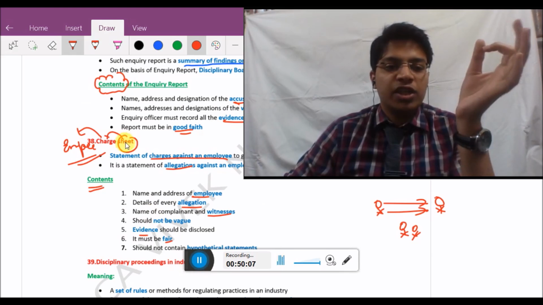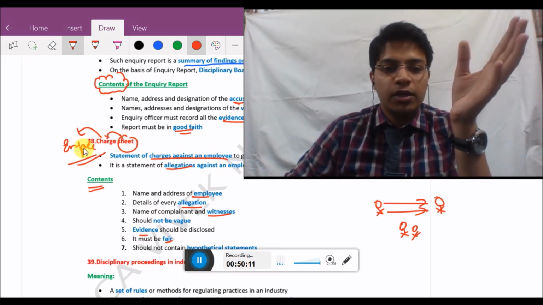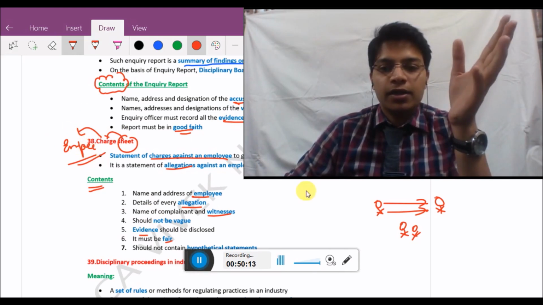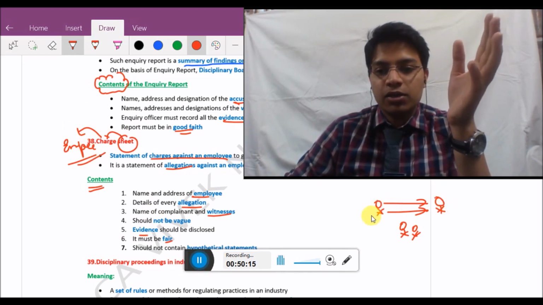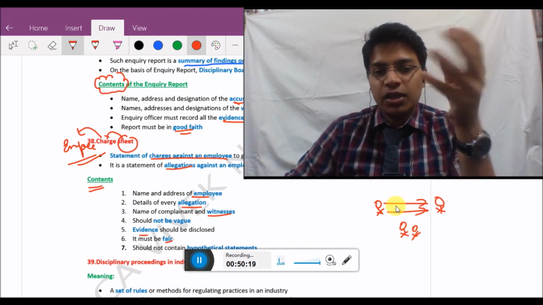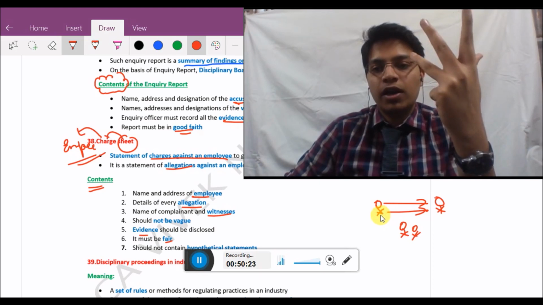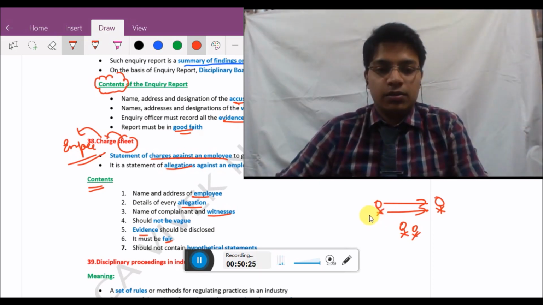So what is charge sheet? Charge sheet is a statement of charges against the employee. What are its contents? It contains the details of the accused, details of the complainant, details of the witnesses, details of the allegations, and 4 general points. It should not be vague, it must be fair, evidence must be given, it must not contain hypothetical statements.